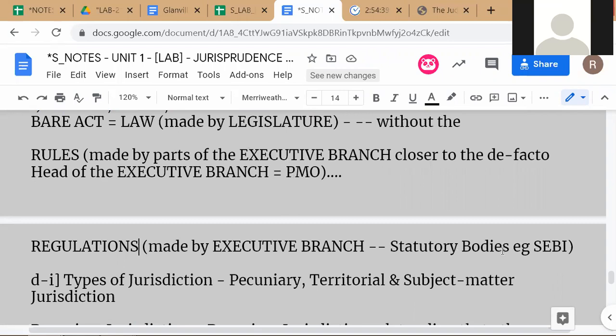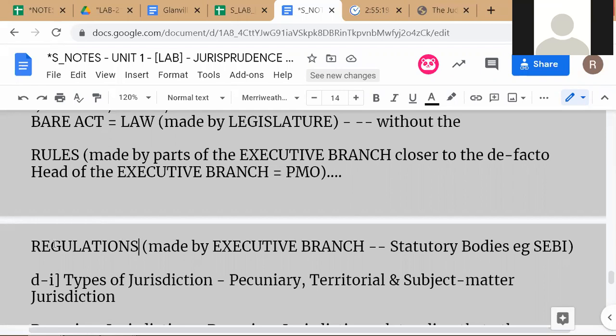Like, let's say, the RBI. These are called statutory bodies because they're set up by statute. There's a SEBI Act, there's an RBI Act, there's the Insolvency and Bankruptcy Board of India Act. These are all called statutory bodies. Now, these are also technically part of the executive branch, but they are slightly more removed from the de facto head of the executive branch. So the PMO does not exercise day-to-day control over SEBI. Because SEBI has its own rules and regulations, it's a little bit more removed from the PMO.